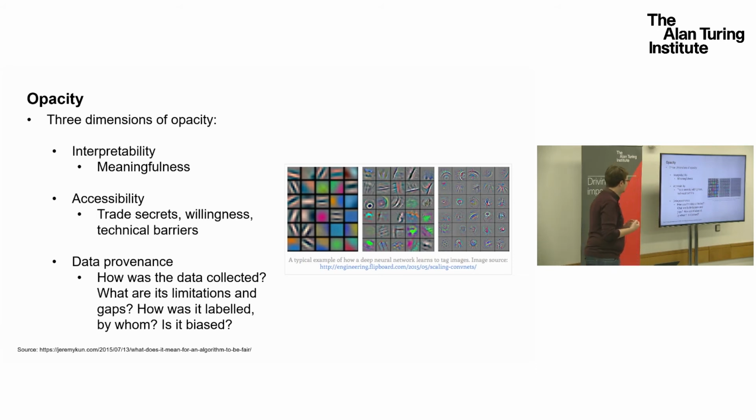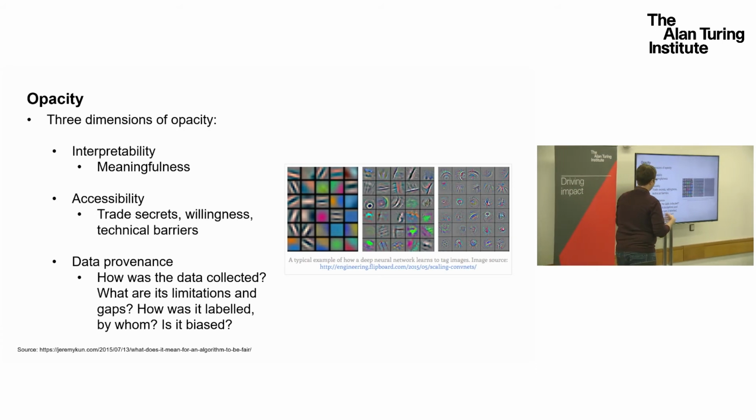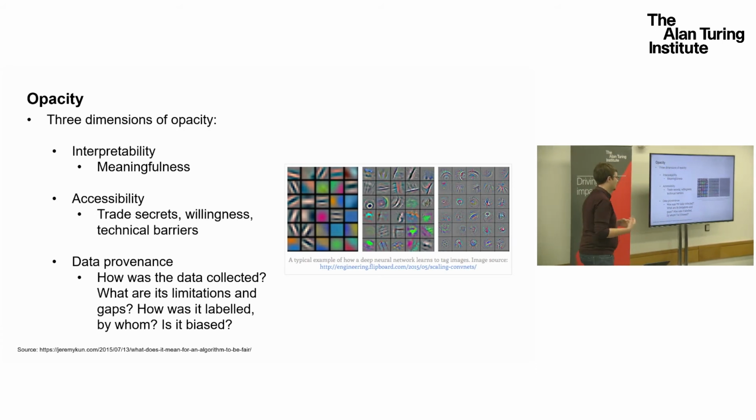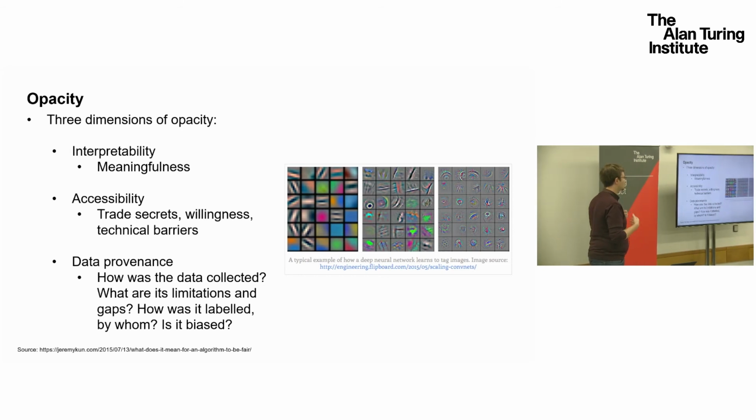And finally, the third dimension of it would be the provenance of the input data, the provenance of the training data, and also any future inputs. So how is it collected? What are its limitations? How is it labeled? By whom? Is the labeling biased? Is the data itself, the collection method, biased? There's a lot more attention being paid to that, actually, bias in labeling.